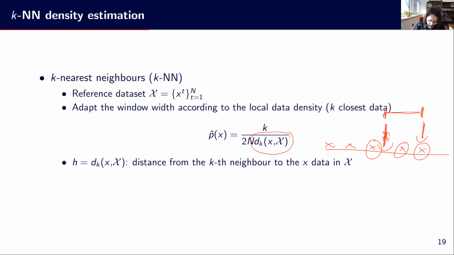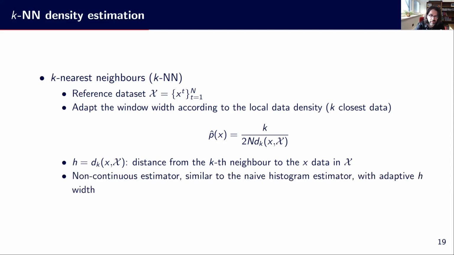That gives us the dk that we care about. And so this is a way to have, I would say, some kind of adaptive window. So we are looking at an adaptive window, and we are adapting that h value according to this distance to the kth neighbor. This is a non-continuous estimator, and as such, it is similar to a naive histogram estimator, but this time using an adaptive h value.